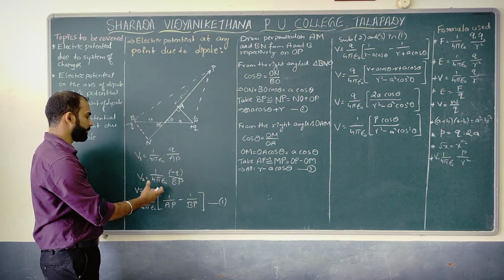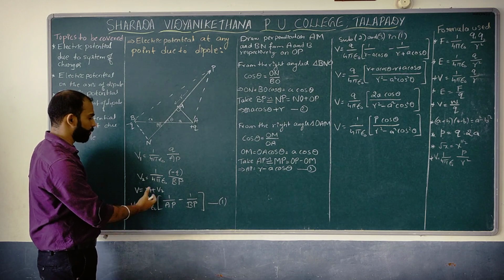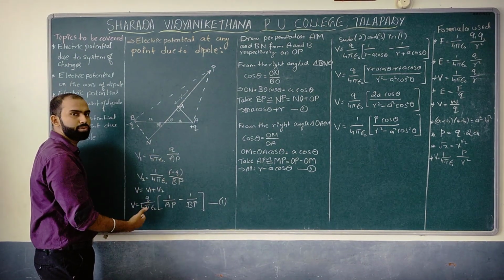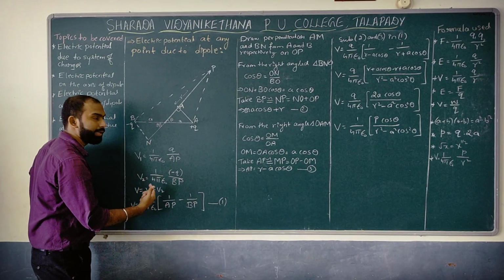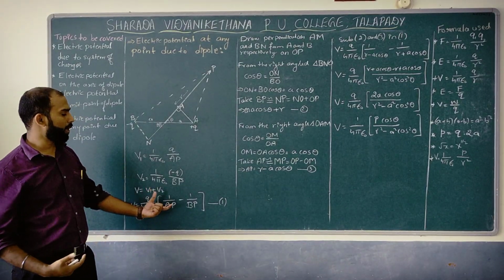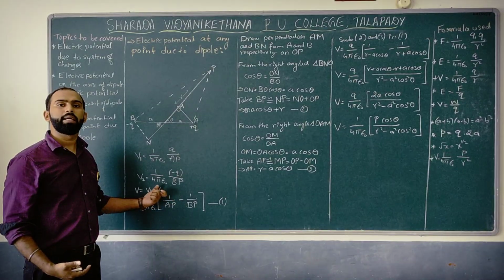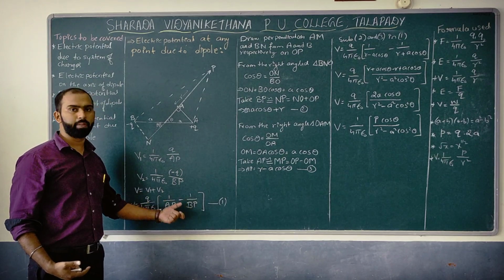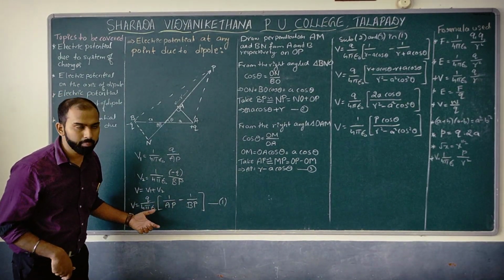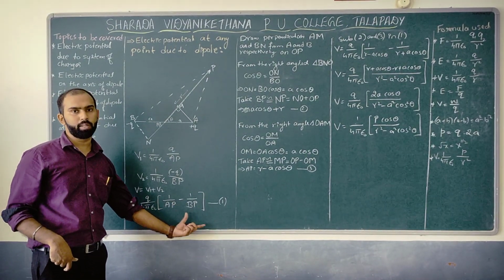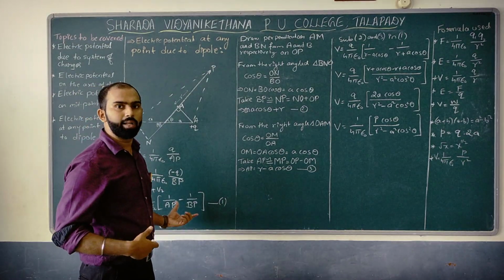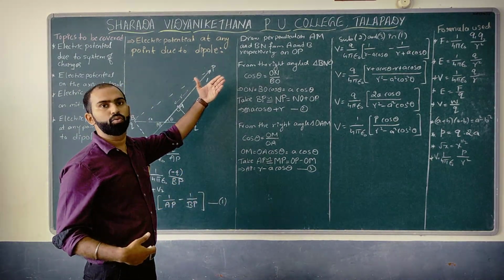So I have taken this term over here. What can I take common between these two? 1 by 4 pi epsilon naught including q. What is there inside the square bracket? 1 by AP minus 1 by BP. Your job is to find what now? The value of AP as well as BP. So to get the values of AP and BP, we need to do some work.